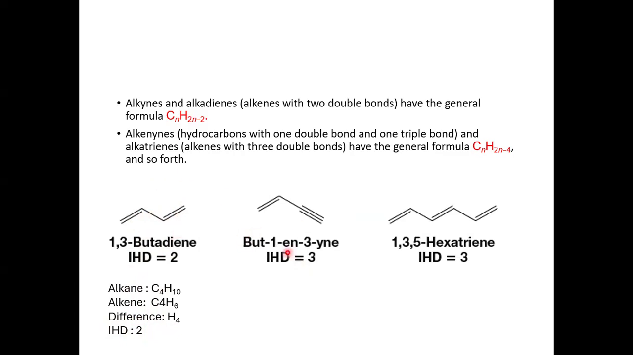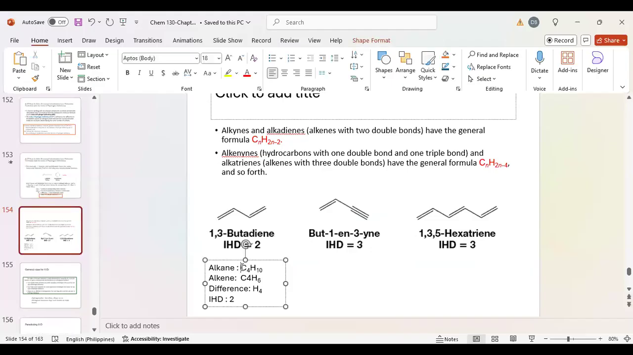You can also calculate the index of hydrogen deficiency in the same manner for this other compound. How do you calculate for that? So here you have butane, 1, 2, 3, 4. It's still 4 carbons. But for the alkene, you have to count. Okay? So how do you count?